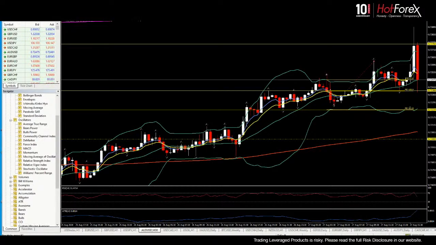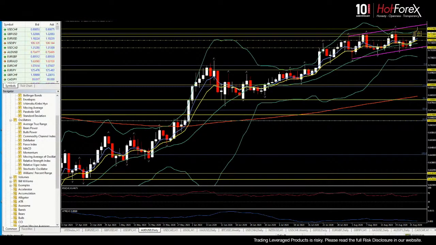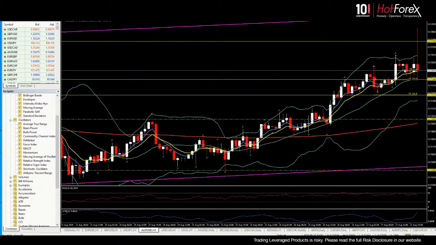So just to summarize, Aussie dollar overall upwards channel, intraday sideways, long tail to the upside, but we need to wait for this candle to close in order to have further confirmation of the direction for the next few hours.